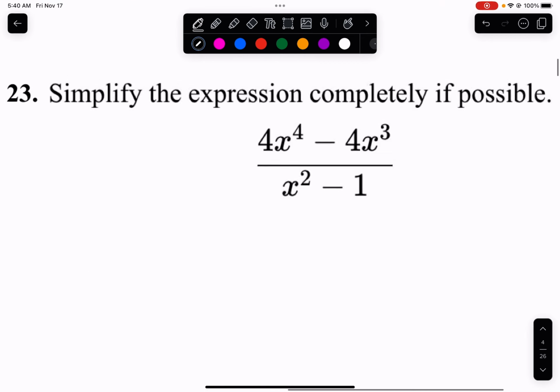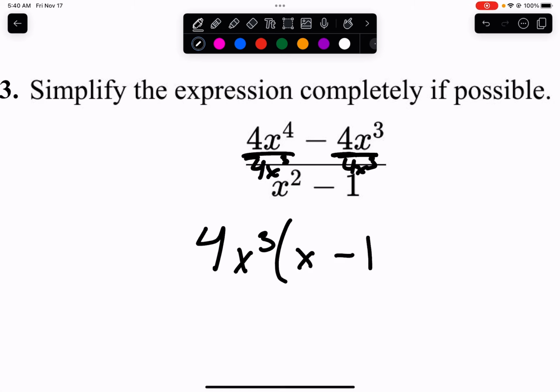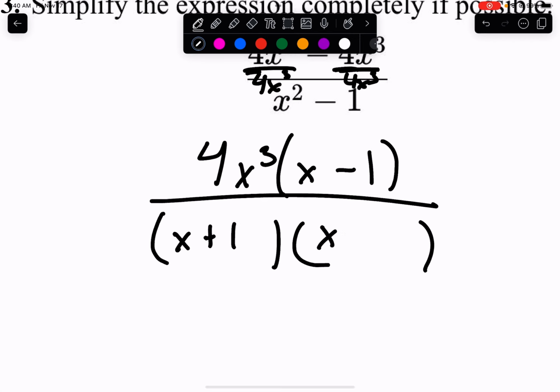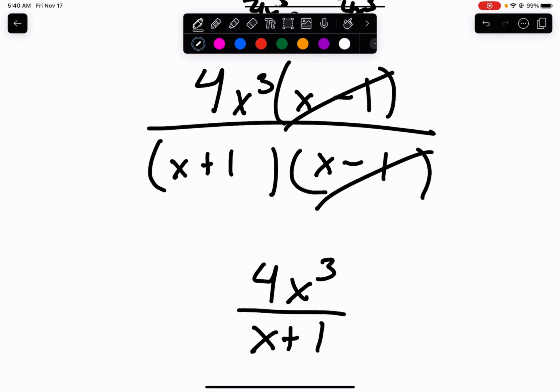Let's go ahead and try number 23 here. Of course, we always look for our GCF. Here, we can take a 4 and then an x cubed out. We can take a 4 out of both. The first one has 4 x's, the second has 3, so we can take out 3. So we end up with x minus 1. Then on the bottom, hopefully by now you're starting to recognize that difference of squares. So you do x plus 1, x minus 1, cancel, and we get 4x cubed all over x plus 1.